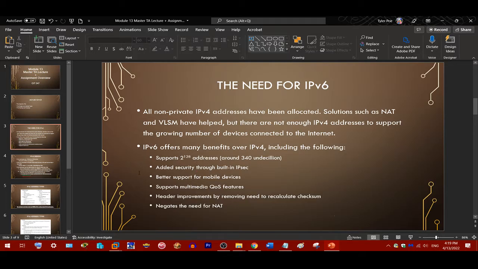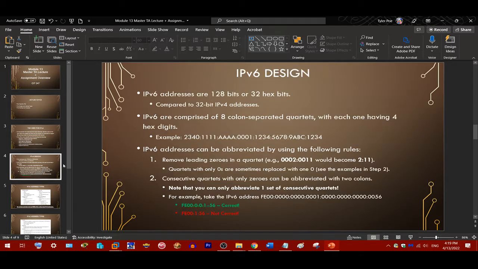But anyway, IPv6 has built-in security through IPsec. It also provides better support for mobile devices. It supports multimedia QoS features, so quality of service features. It also has header improvements by removing the need to recalculate the checksum, and finally negates the need for NAT, which we'll learn about in Module 15.